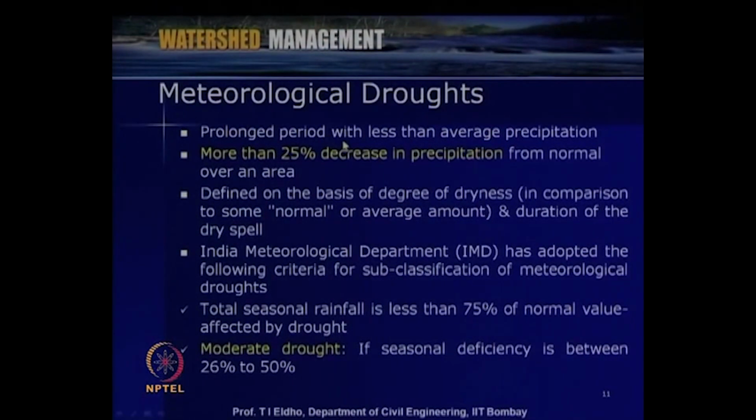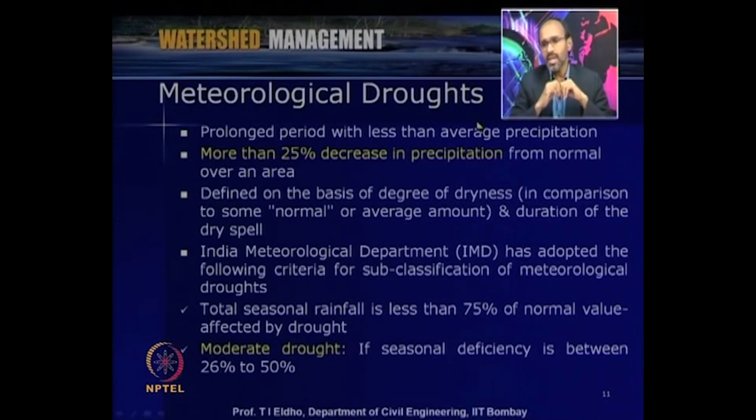So, first one is the meteorological droughts. As we discussed, whenever a prolonged period with less than average precipitation takes place, then we can say that meteorological drought takes place. We can classify this into three categories. When the rainfall in a particular location has a 25% decrease with respect to the normal, that is one category, maybe mild drought. When the precipitation has a 50% decrease with respect to normal, then we say moderate, and when the rainfall has a 75% decrease with respect to the normal condition, then we say severe drought conditions.